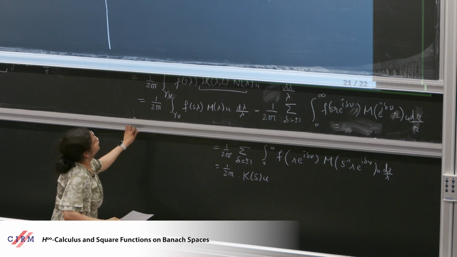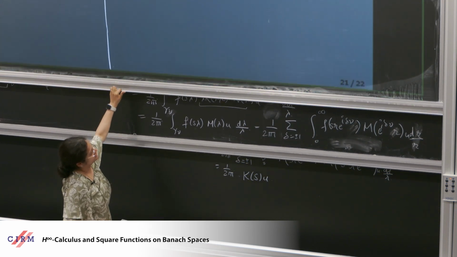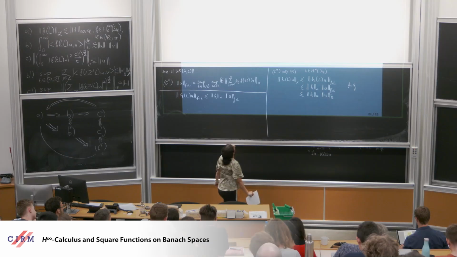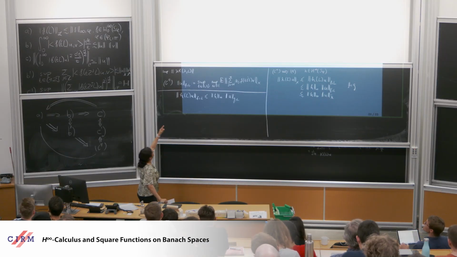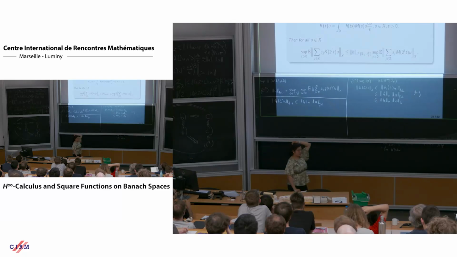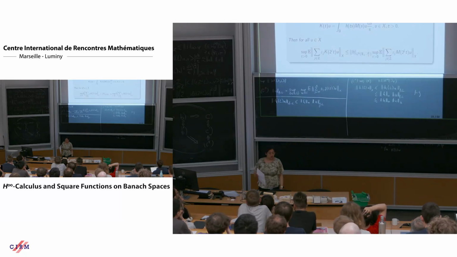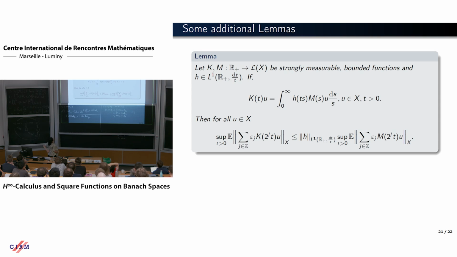Why have I done that? Till here, I hope you can see the top lemma clearly. I don't know if everyone can see it. So there's a lemma that says that if K and M are two strongly measurable bounded functions and h is an L1 function, then you can write the operator K t in this particular form. You can look at it like it's a convolution type operator, and what you get in the second part as a result of it is like a Young's inequality.